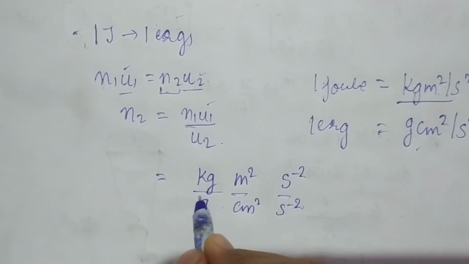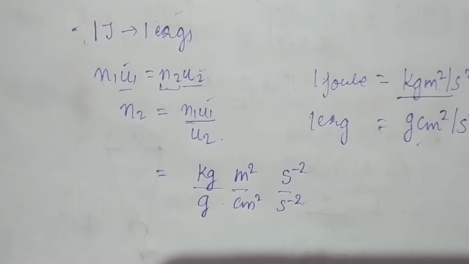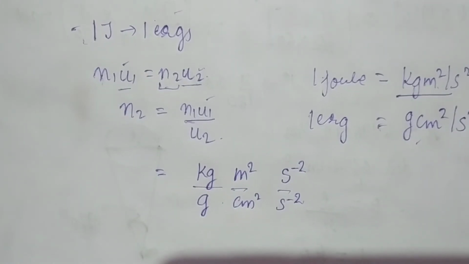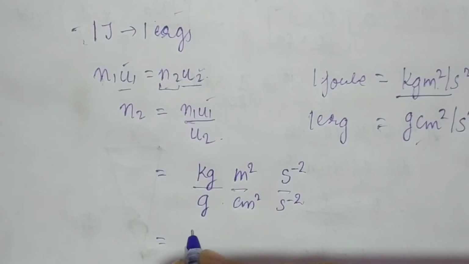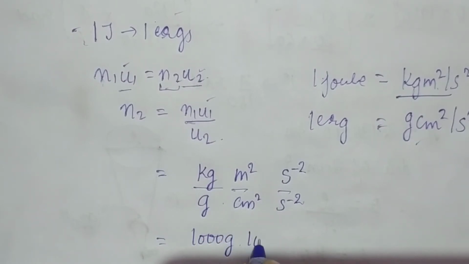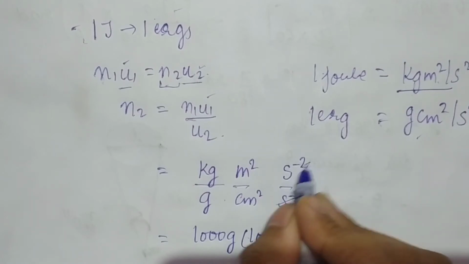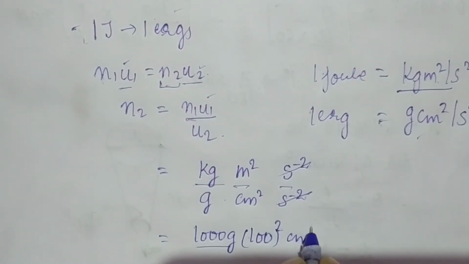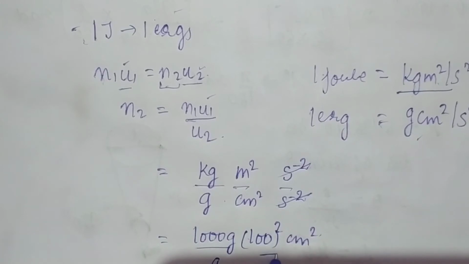Now we have to convert all these units in terms of their dimensions. We will be having 1 kg as 1000 grams, and 1 meter is equal to 100 centimeters, so 100 centimeter square. Second inverse and second inverse get cancelled. Centimeter square gets cancelled, gram gets cancelled, 3 and 2 to 4, 4 and 3 is 7.